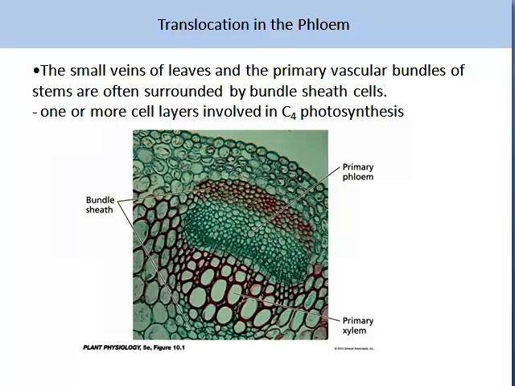The small veins of leaves and the primary vascular bundles of stems are often surrounded by bundle sheath cells, as can be seen in the illustration on the slide, Figure 10.1 from the recommended text. One or more cell layers are involved in C4 photosynthesis.